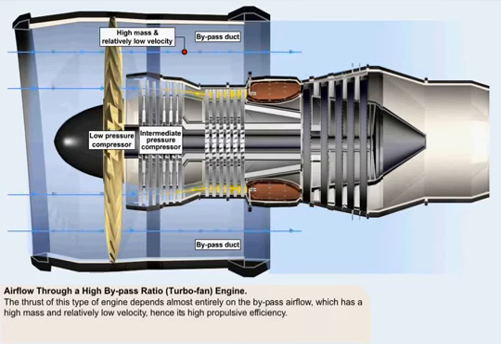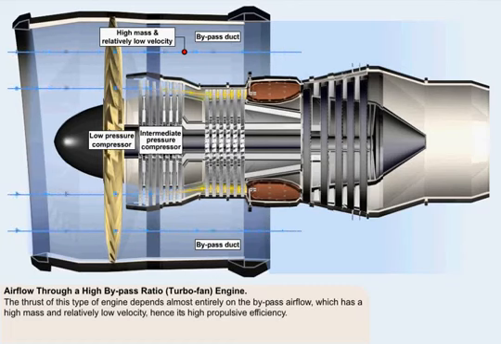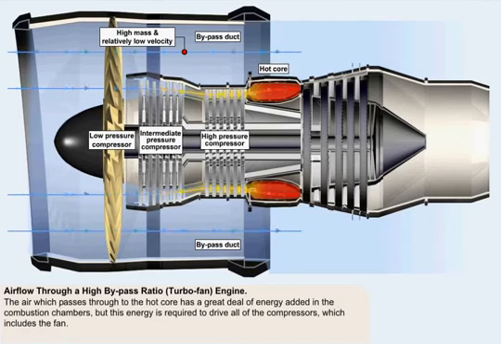The thrust of this type of engine is almost completely dependent on the relatively cold air going through the bypass duct, which has a high mass and relatively low velocity, hence its high propulsive efficiency. The air which passes through to the hot core, which consists initially of the intermediate and high pressure compressors, has a great deal of energy added in the combustion chambers. But this energy is required to drive all of the compressors, which includes the fan.